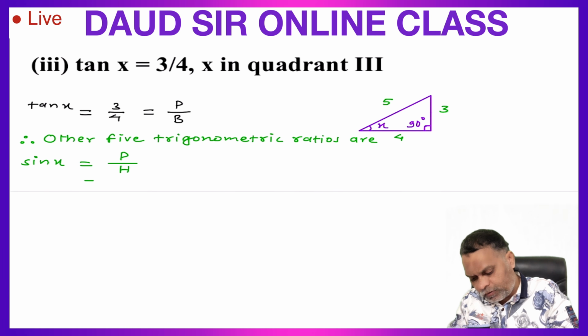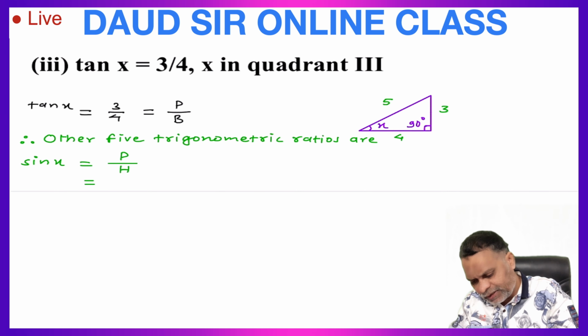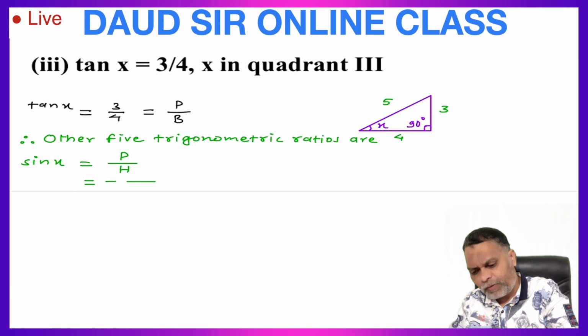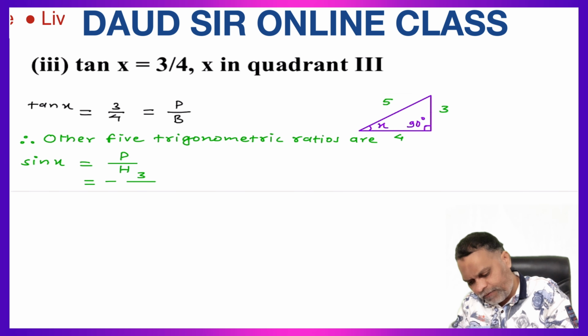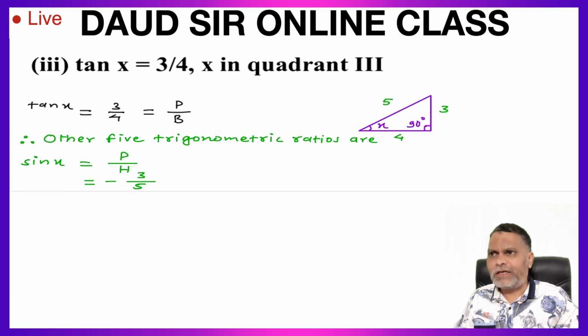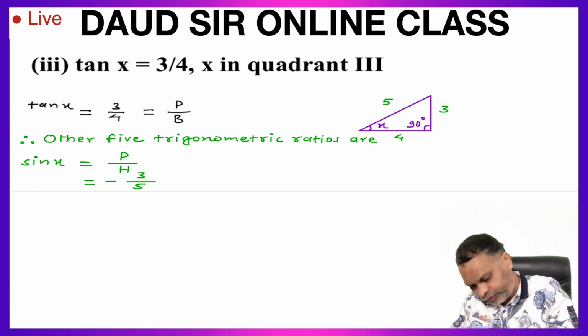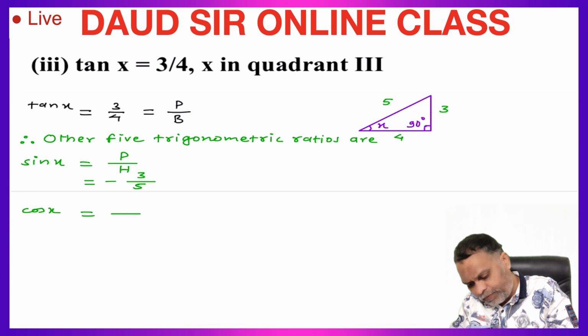which is equal to, sin x is negative in the third quadrant, so put minus sign, and perpendicular upon hypo, perpendicular 3 and hypo 5, so 3 upon 5. Minus 3 upon 5 is the value of sin x. Minus sign is coming because x lies in the third quadrant. In the third quadrant, sin is negative. Next trigonometrical ratio, cos x is equal to base upon hypo.